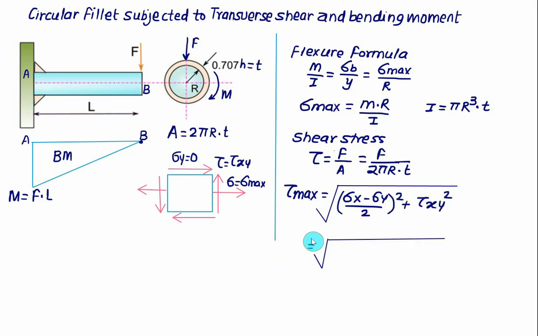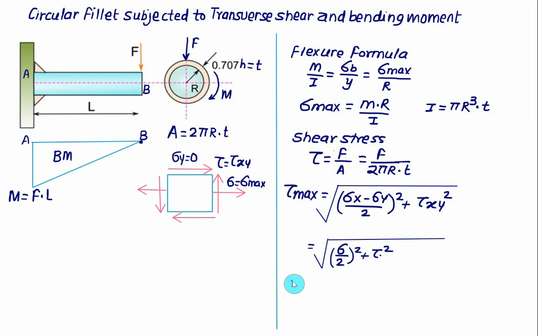But the value of sigma y is 0. In this case we have sigma x equal to sigma. So we have (sigma by 2) whole square plus tau xy square, that is tau square. In this fashion we can calculate tau max.